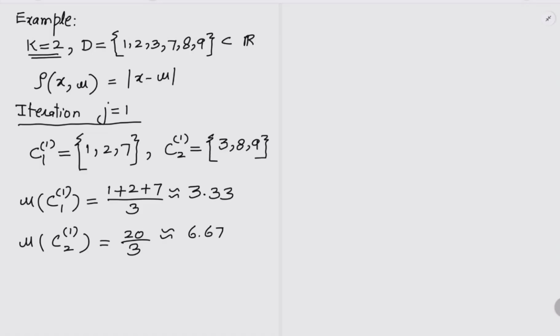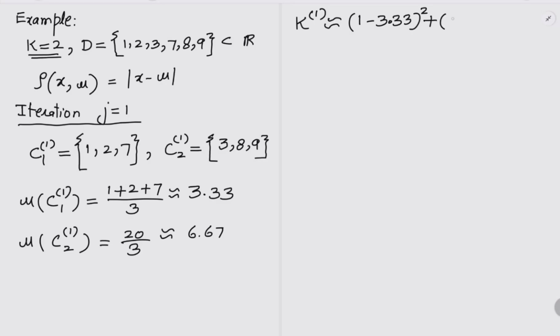Now, according to the formula that we already discussed in the previous video, for iteration 1 we can find the cost K1. What we do is find the difference of all the values in cluster number 1 from its centroid. So from cluster 1 we have 1 and its centroid is 3.33, squared.